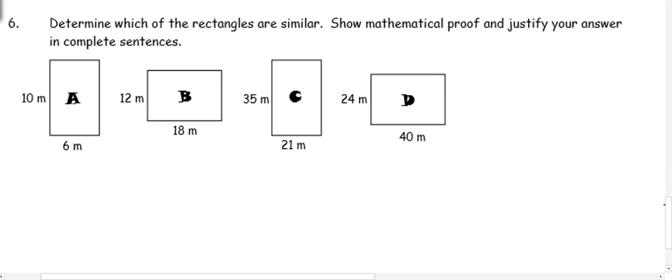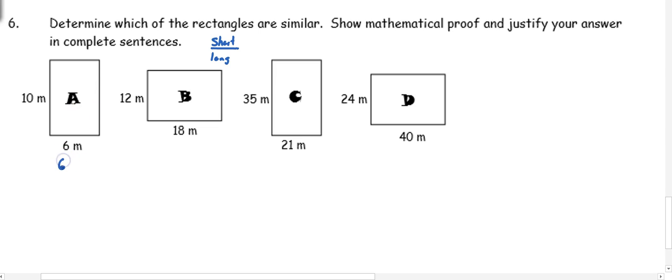Number 6, determine which of the rectangles are similar. Show mathematical proof and justify your answer in complete sentences. So we need to come up with a way to set a ratio that's going to be the same for all of our rectangles. So in this case, I know that our rectangles, by looking at them all, have a shorter side and a longer side. So I'm going to compare by doing the shorter over the longer side and see what the ratio is reduced to, to figure out if any of them are similar.